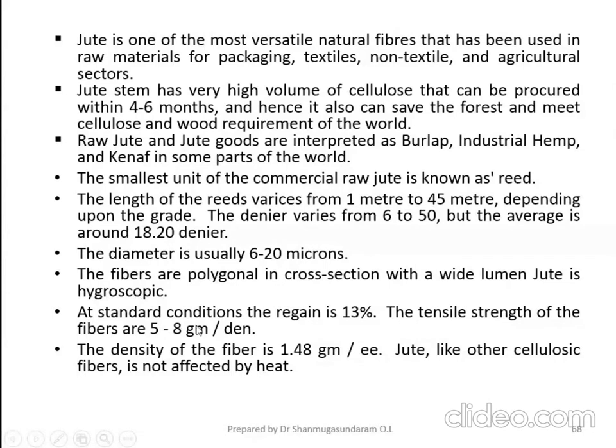So at a standard condition, what is the moisture regain of your jute fiber? It is 13%. It is higher than your cotton fiber. So tensile strength of your fiber is 5 to 8 grams per denier. It is similar to your flax fiber. So the density of the jute fiber is 1.48. I told you at the beginning, for most of the cellulose fibers the density falls in the range between 1.48 and 1.52. Okay.